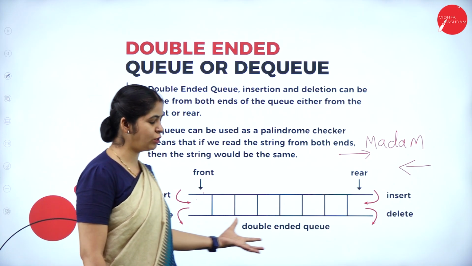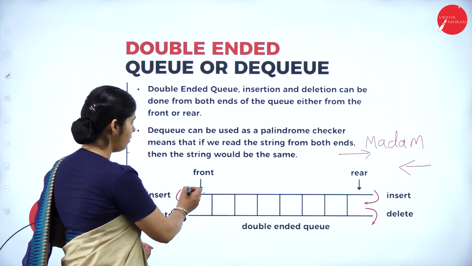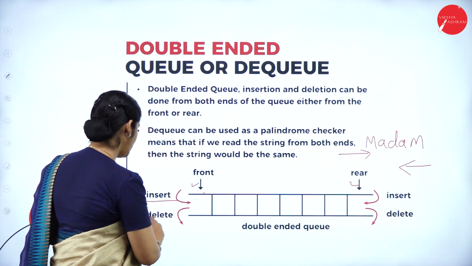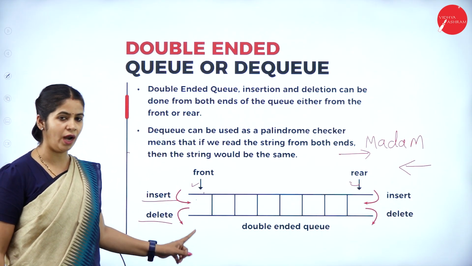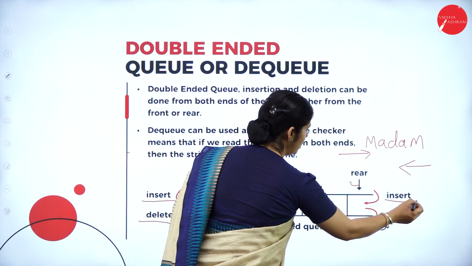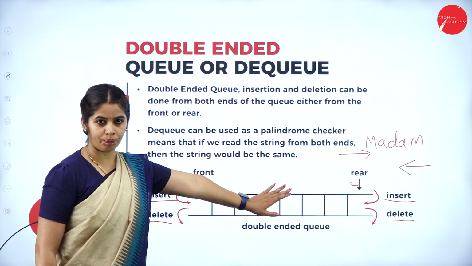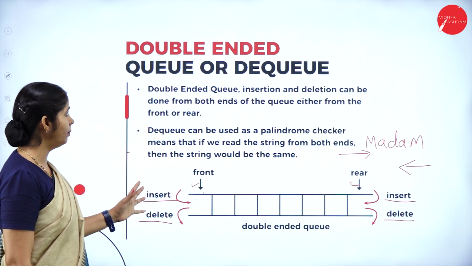Here you can see the pictorial representation. This is our front end. This is our rear end. Insertion and deletion can be done at the front end, and similarly, insertion and deletion can be done at the rear end also. Okay, this is all about the double-ended queue.